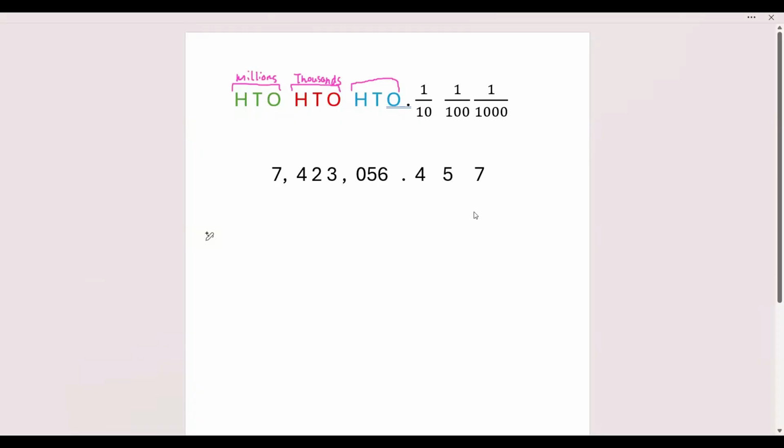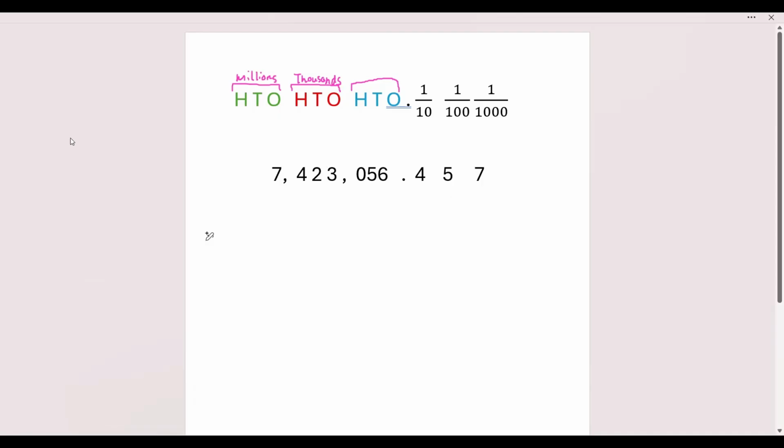Okay, so if we look at this number here, we have 7,423,056.457. If we want to round this number, we need to be aware of the rules of rounding. The rules are: 0, 1, 2, 3, 4, we leave the digit as it was before. 5, 6, 7, 8, 9, we round to the next digit on the number line. So anything 4 or below, we don't change the digit. Anything between 5 and 9, if the number follows the digit we're rounding, we need to round that digit up.